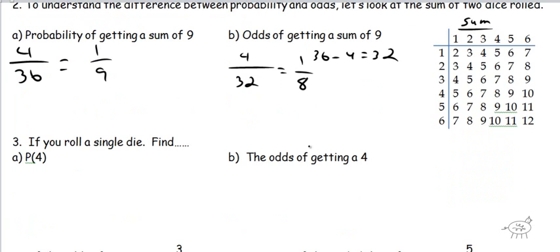Let's look at number 3. If you roll a single die, what is the probability of getting a 4? Well, isn't it 1/6? Because it's a 6-sided die, right? What are the odds of getting a 4? Well, again, there's 1 four. That's my success. And how many ways of not getting a 4? 5 of them, right? That's my failure. So the odds are 1/5.